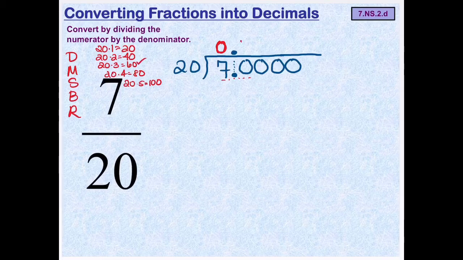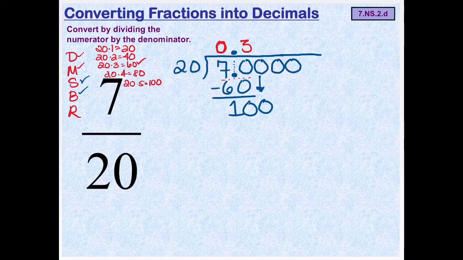So we're going to use a 3 in our quotient, and then we're going to multiply. We just divided, we got a 3, now we're going to multiply. So 3 times 20 is 60. Now the next step is subtract. So 70 minus 60 is 10. B stands for bring down. So we're going to bring down a 0, and now you have 100.